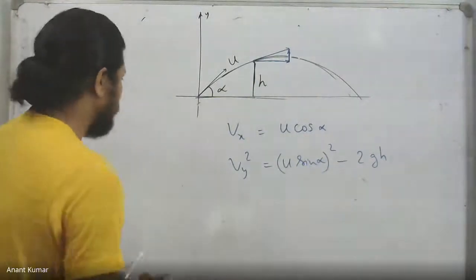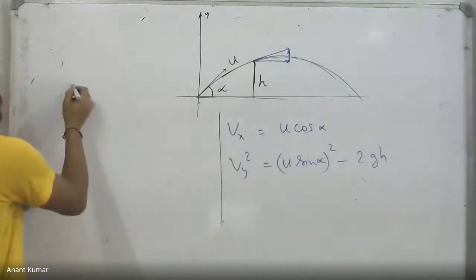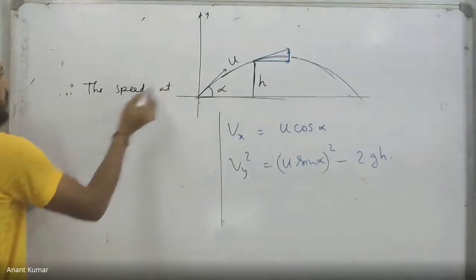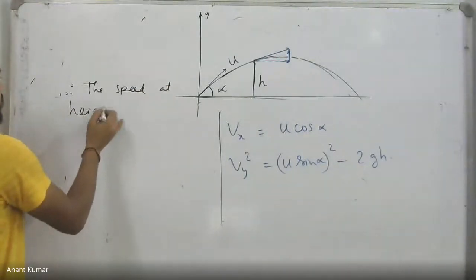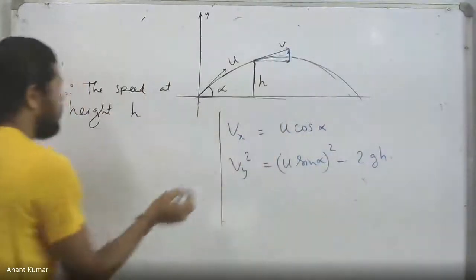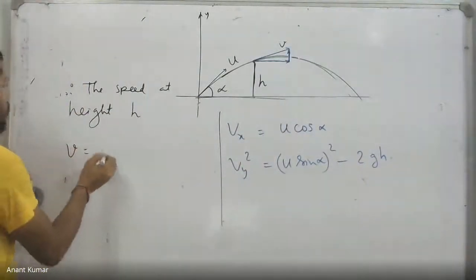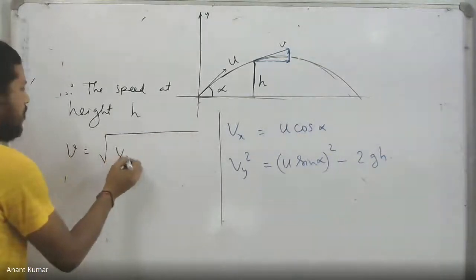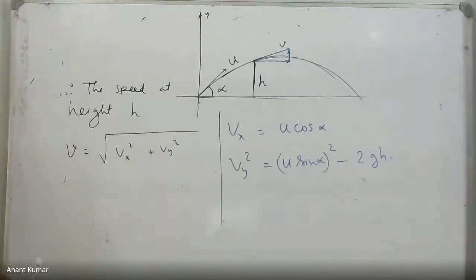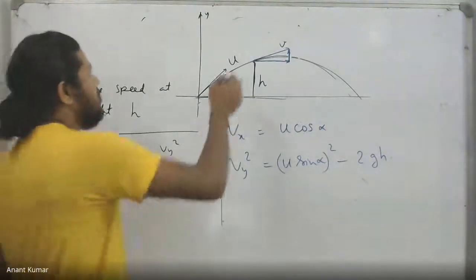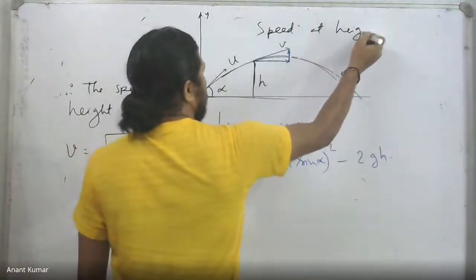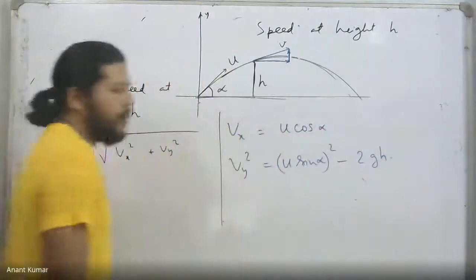Now the speed at this particular point, therefore the speed at height h, which I'm just calling v, can be obtained as root over of vx square plus vy square. That is what I have. That is the speed at a certain height h. Speed at height h is what I'm evaluating. Okay.